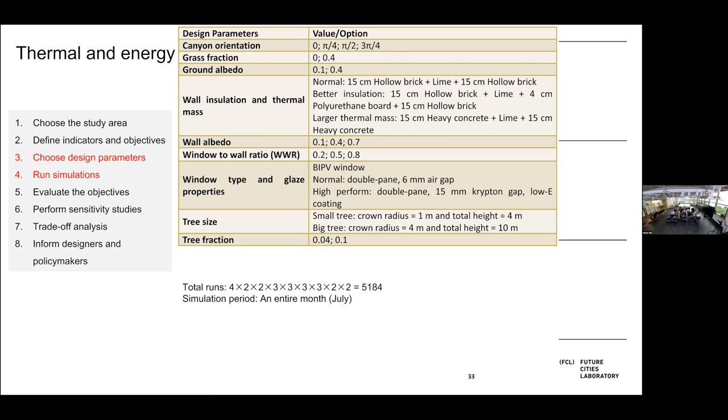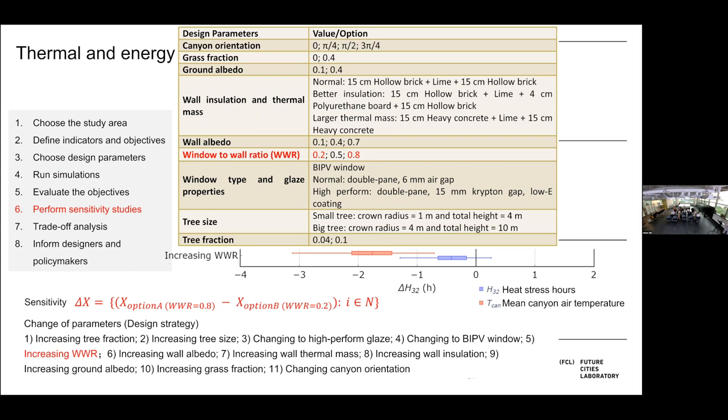Then we calculate the sensitivity by using the delta S, which is the result from the solution with one extreme option subtracted by another extreme option. Here we use the solution from window to wall ratio equal to 0.8 subtracted by the one with 0.2. Then we plot all the results in a bar chart. The bar chart indicates the general trend that as we increase the window to wall ratio, both indicators generally decrease. We conduct this for 11 strategies, all of them achieved by changing those parameters.